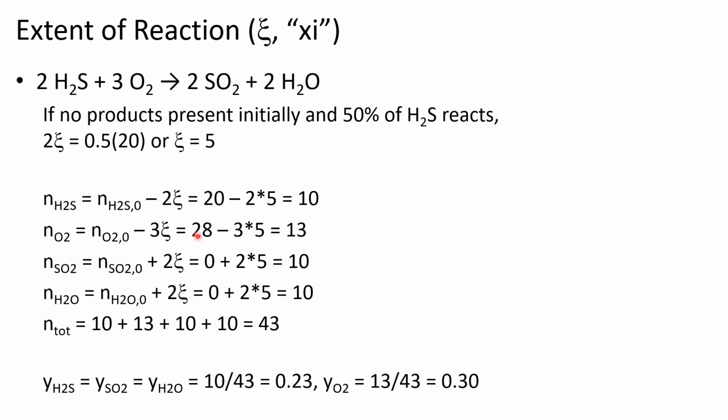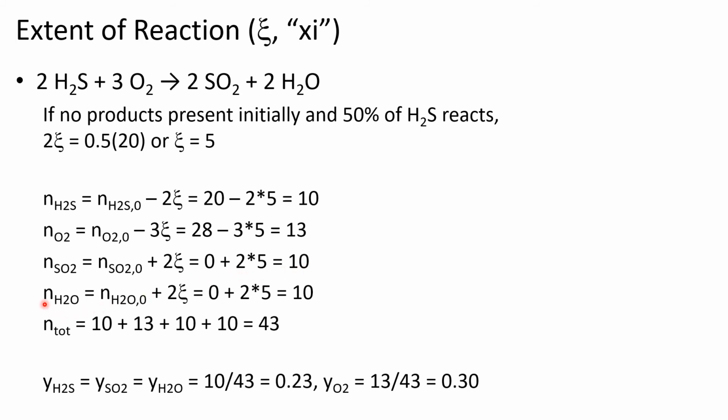So we perform the math here. We end up with 13 that exits. Let's look at the sulfur dioxide. The amount that exits is the amount that enters, which is 0. We're going to assume that there's no products present in the feed. Now we're going to add to it 2 times Xi, the stoichiometric coefficient for sulfur dioxide times the extent of reaction. The plus is because this is a product. Plugging in numbers, we get 0 plus 2 times 5, which is 10.